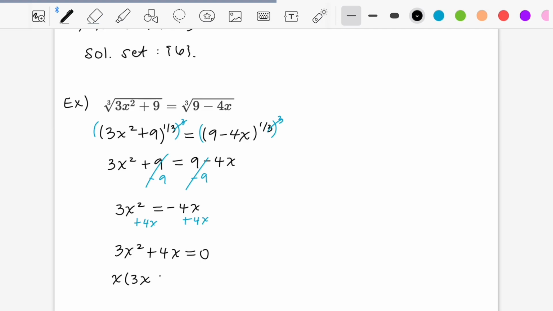We'll get 3x plus 4 here. So this tells us that x is equal to 0 and 3x plus 4 is equal to 0. So x is equal to negative 4/3.